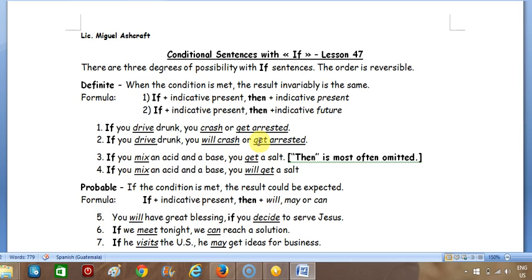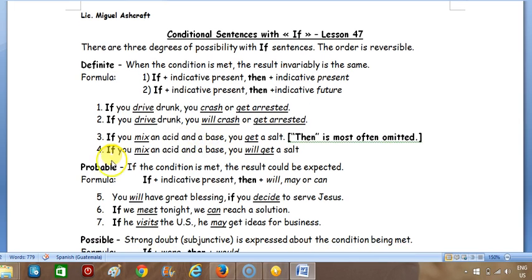So basically there's no difference between these sentences. They're expressing the same idea and nothing different is suggested in the mind. So you have either option. You hear either one, they're equal. Okay, let's look at 3 and 4. 3 and 4 is the same sentence. One is in the present tense and the other is in the future tense. If you mix an acid and a base, you get a salt. If you mix an acid and a base, you will get a salt. The word then is most often omitted, as you can see. I think the same thing happens in Spanish, so it shouldn't be difficult.